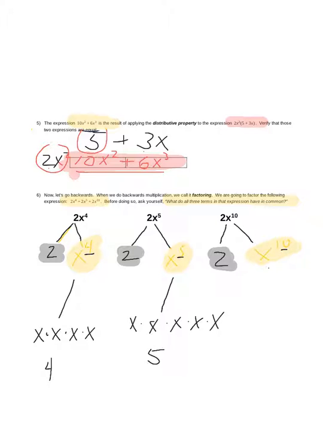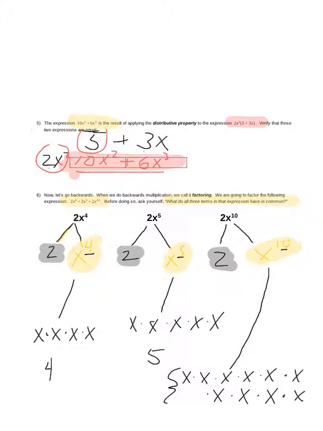And then down here, x to the 10th, I'm going to need some room here. This is x times x times x times x times x times x, that's 6, times x times x times x times x. That is x times itself 10 times.